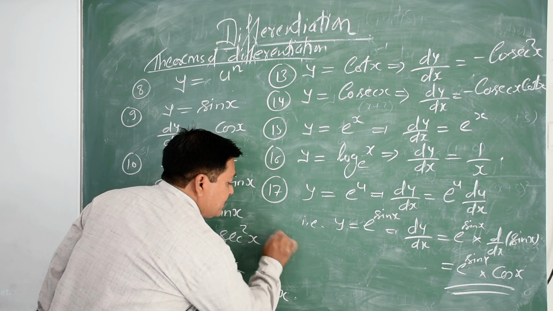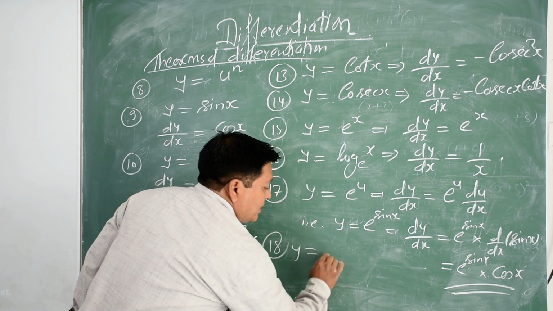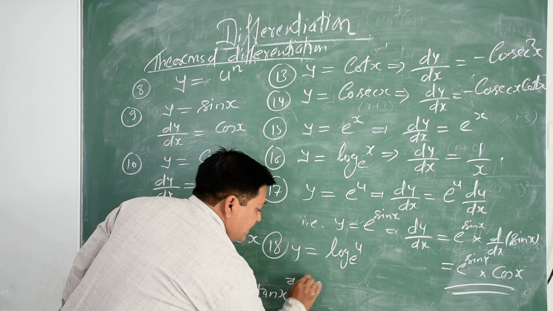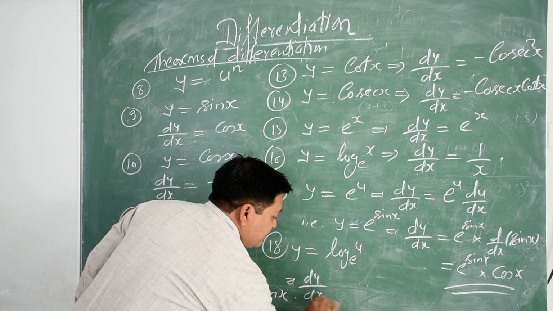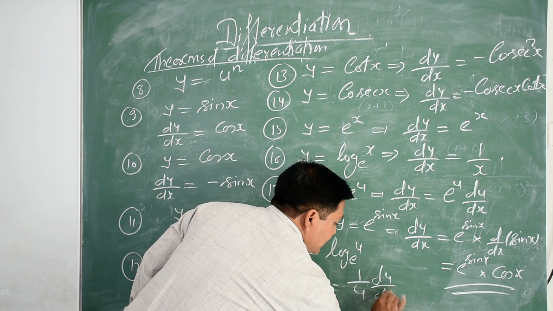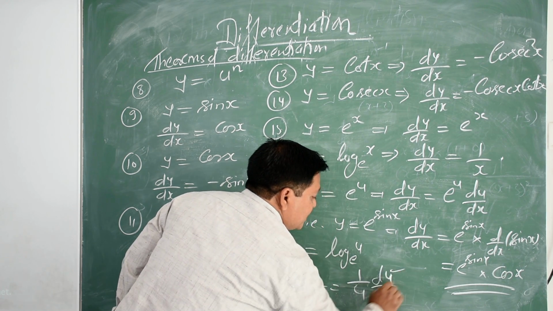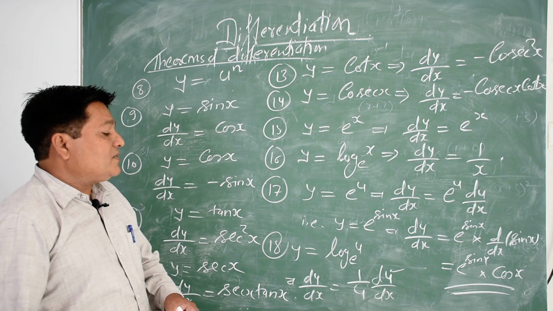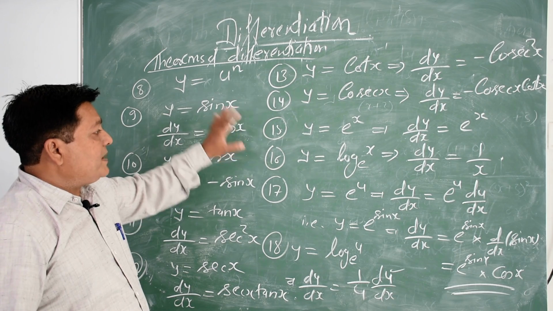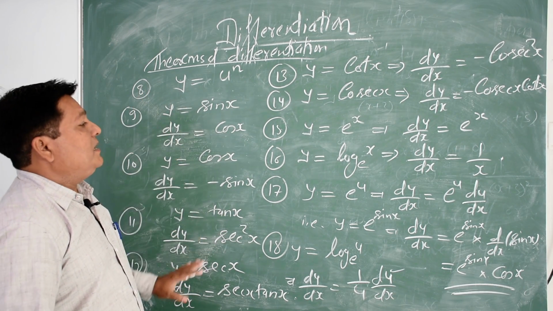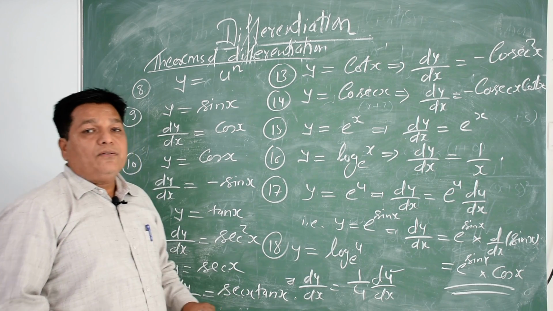Suppose that the 18th one we write: if y is equal to log u to the base e, then its differentiation dy by dx will become 1 by u du by dx, meaning the differentiation of u, where u is a function of x. In this way, we can solve the problems related to this. These are very important theorems and formulas of differentiation. You will have to go through them and practice them.